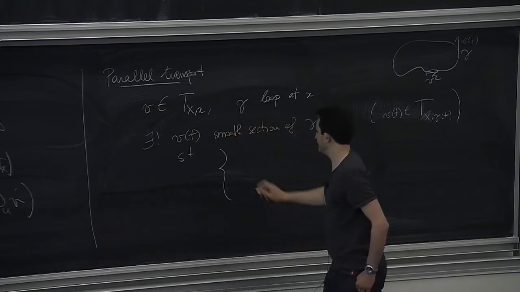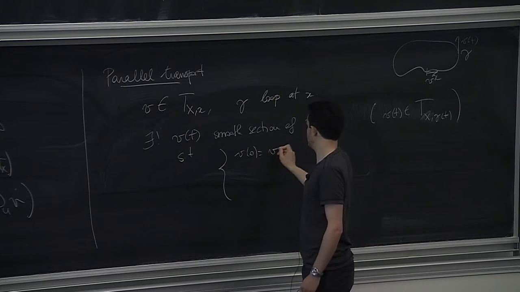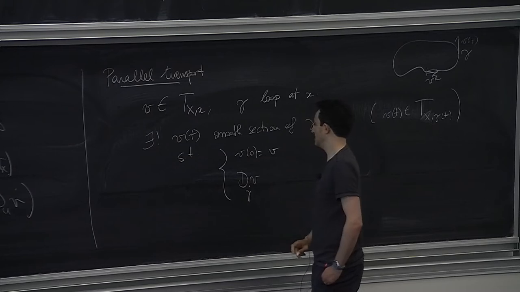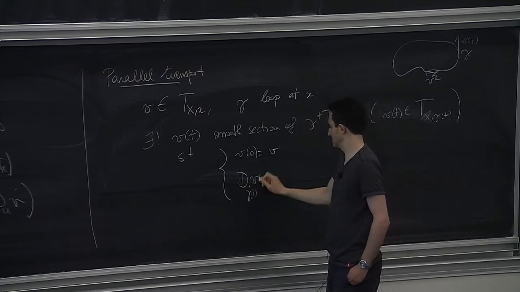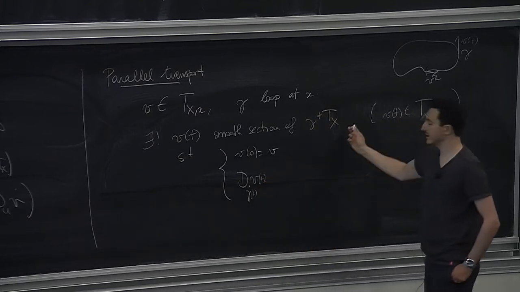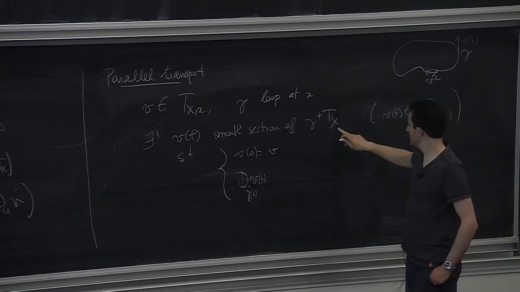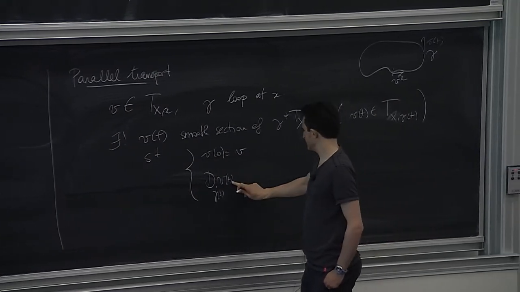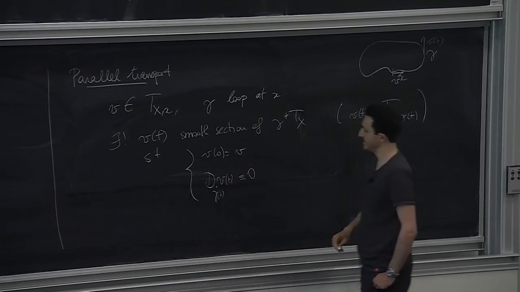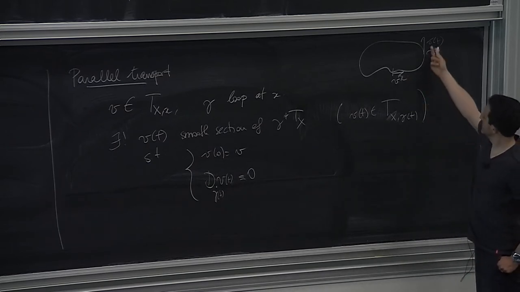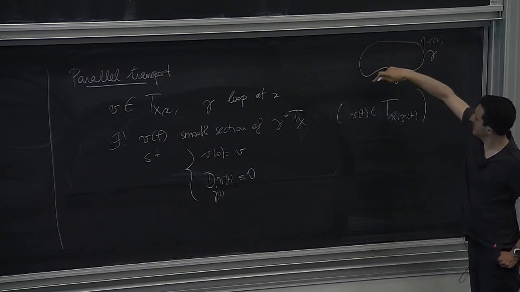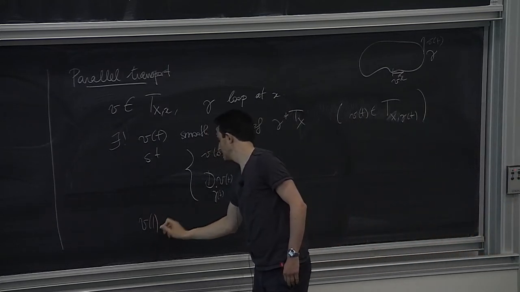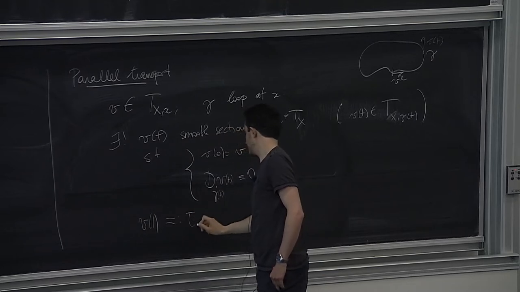you start with V of 0 equal to V, and you want the derivative of V of t along gamma to be 0. So really pull back the connection on Tx to [0,1] by gamma. That is the connection that I'm considering, and you want this to be 0. So you parallel transport the vector V along that loop. And V of 1, I define it to be tau gamma of V.